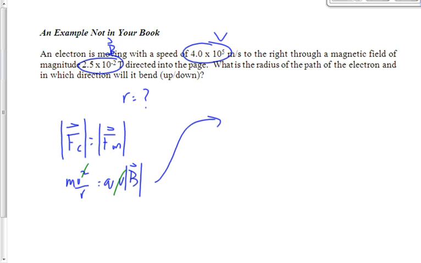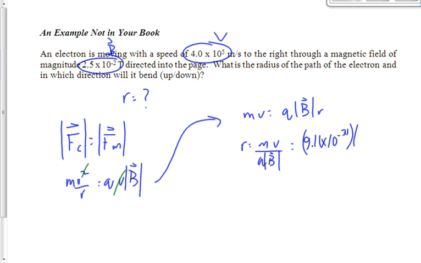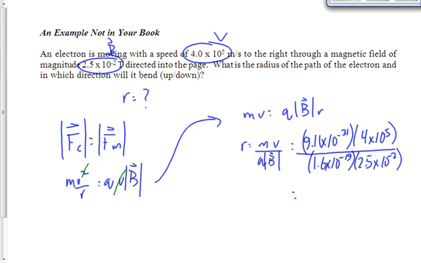Solve for r. r has to go up to the top here, so it becomes m times v equals q times B times r. qB has to go down now to the other side, so it becomes mv over q times B. The mass of the electron is 9.11 times 10 to the minus 31 kilograms. The speed, 4 times 10 to the 5. q is 1.6 times 10 to the minus 19. And B is 2.5 times 10 to the negative 2. Tara gets 9.11 times 10 to the minus 5 meters for that.